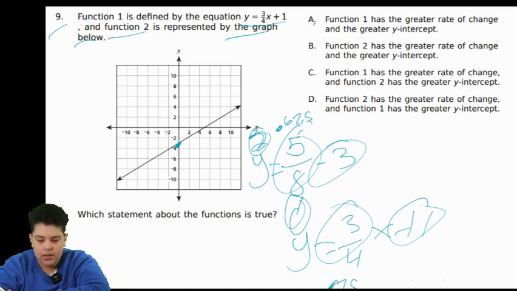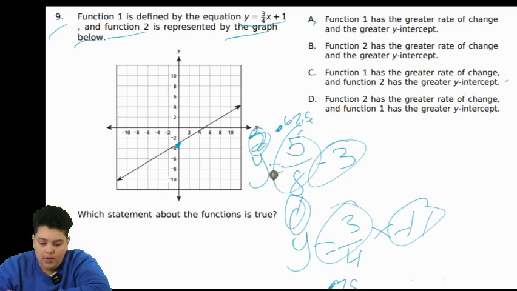Function 1 has the greater y-intercept. A. Function 1 has the greater rate of change and the greater y-intercept. B. Function 2 has the greater rate of change and the greater y-intercept. C. Function 1 has the greater rate of change and function 2 has the greater y-intercept. D. Function 2 has the greater rate of change and function 1 has the greater y-intercept.